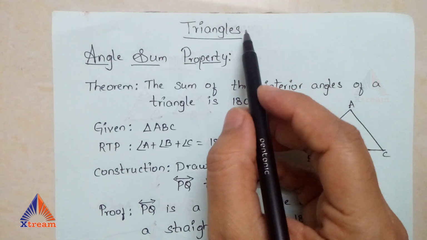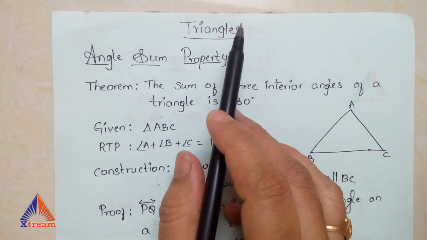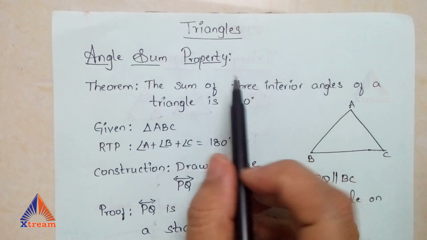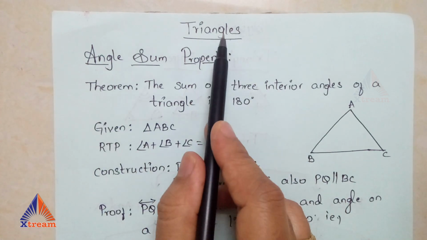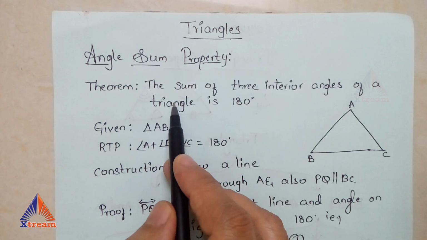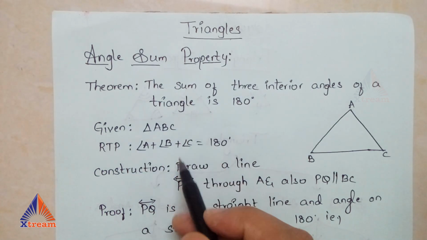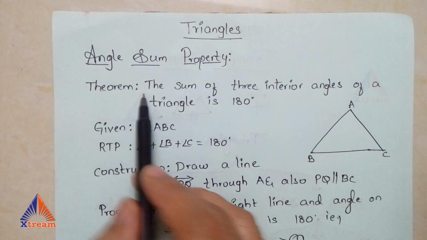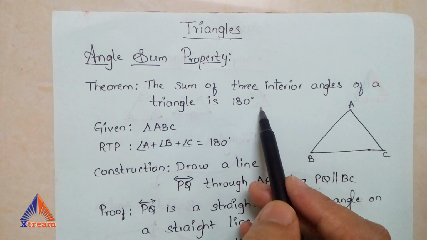In my previous video, you have seen we discussed triangles and types of triangles based on their sides and based on their angles. Now in today's video, we'll be learning about the angle sum property in triangles. So this is like a theorem. I'm going to explain this angle sum property as a theorem to you. The theorem is that the sum of the three interior angles of a triangle is 180 degrees.